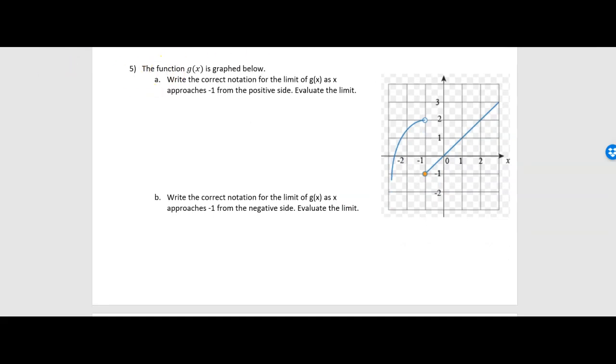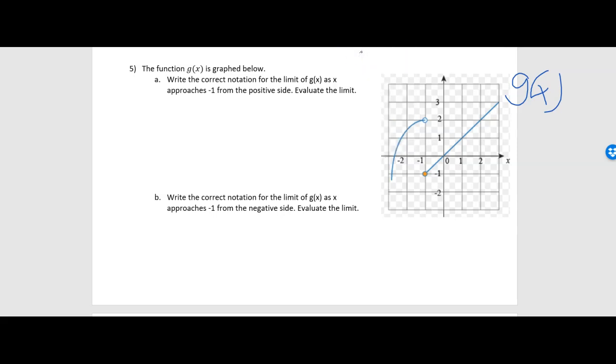Okay, so this time we are given g of x. Let's label that right away. It says write the correct notation for the limit of g of x as x approaches -1 from the positive side. And then we're going to evaluate the limit. So it's approaching -1 from the positive side. So in our heads, hopefully that should mean the right side.